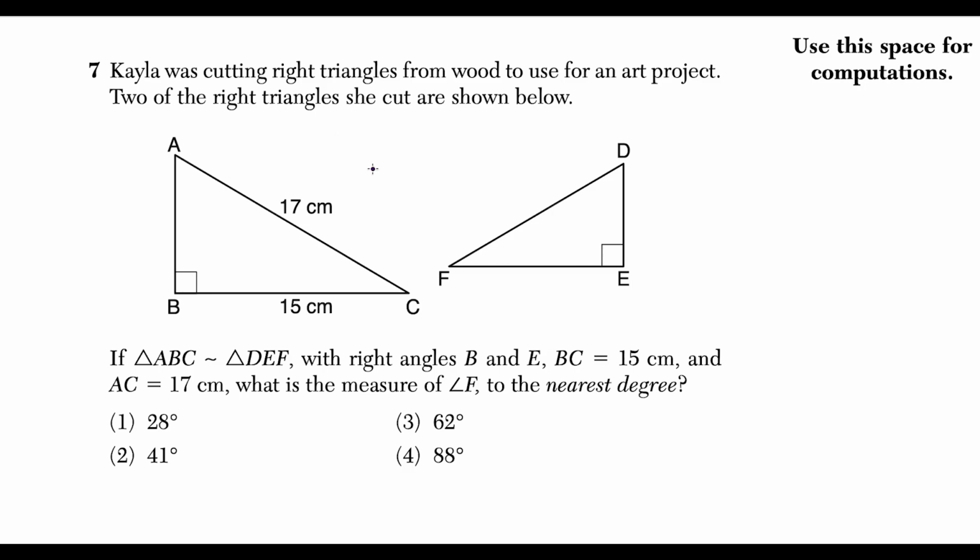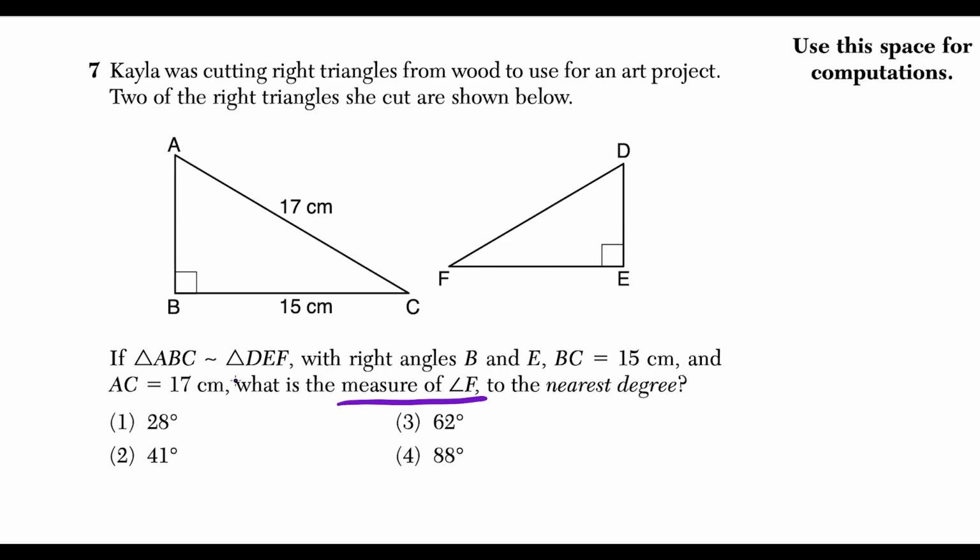So question 7, we have these 2 right triangles here, and we're told that these 2 triangles are similar. So what we have is the right angles are at B and E, and we're told BC is 15 centimeters and AC is 17 centimeters. But what we want to find is the measure of angle F to the nearest degree.